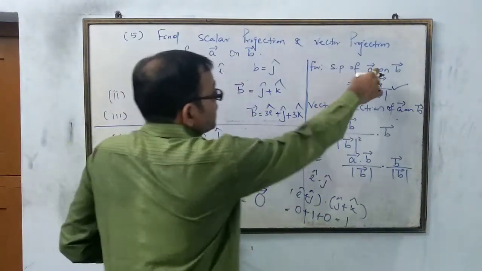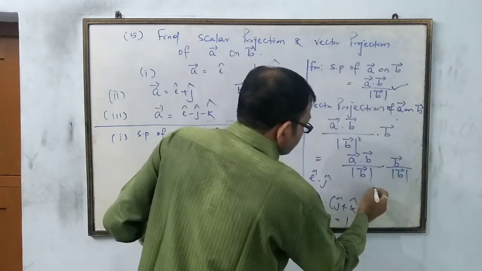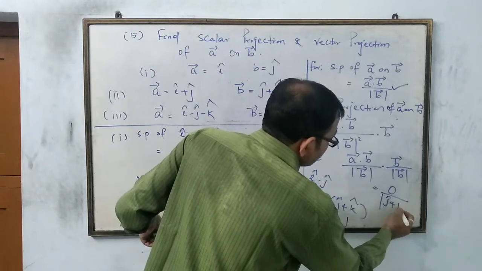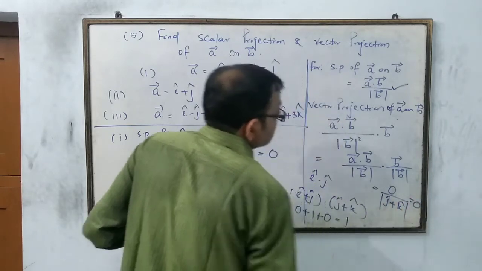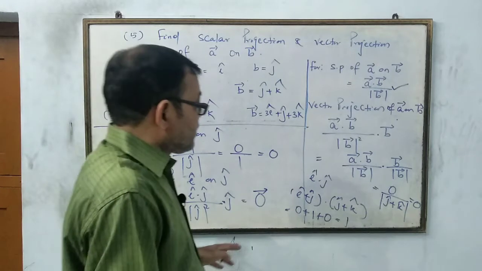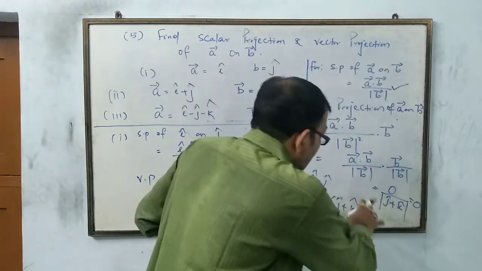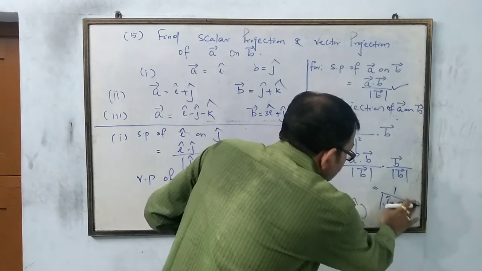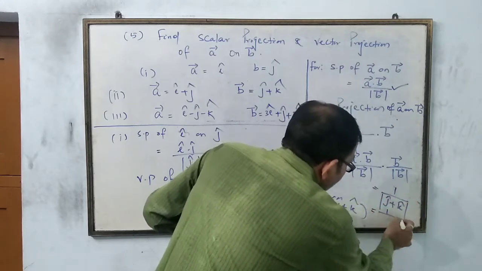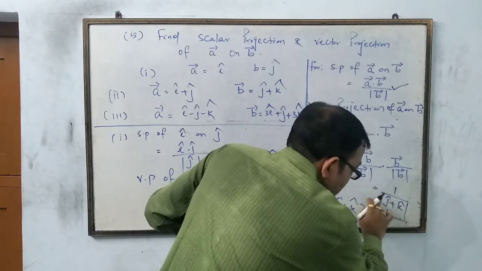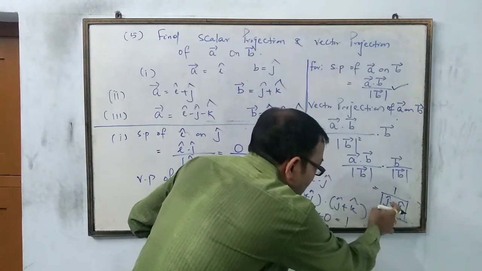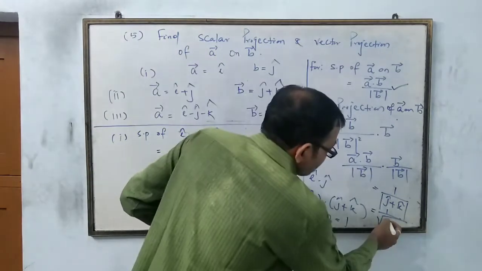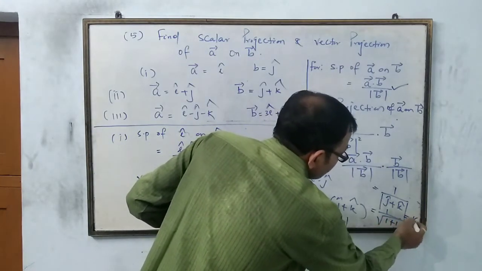So what about the scalar projection? Dot product by magnitude, so 1 by the magnitude of J plus K. Sorry, the dot product is 1, not 0. So 1 by the magnitude of J plus K means 1 by the root of the I coefficient square, which is 0, J is 1 square, plus 1. So the answer is 1 upon root 2.